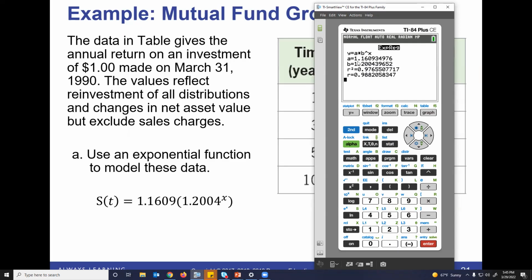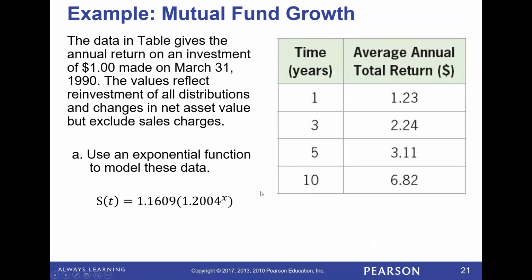So we have that 1.1609 times parentheses. And again, I have parentheses because that B value here is a little long. So 1.2004, close the parentheses and raise it to the power of X, or you can put it to the power of X and then close the parentheses, same difference.